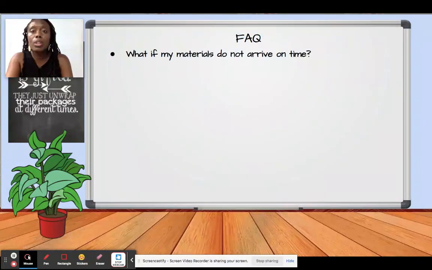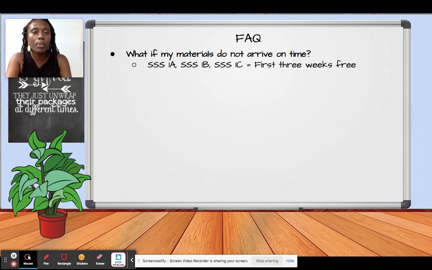What if my materials do not arrive on time? Okay, no big deal. Don't panic. If you are an SSS 1A, 1B, or 1C, the first 3 weeks are free. Just go to IEW.com and you'll notice that it'll have a little image that will allow you to download the first 3 weeks of the materials for free.